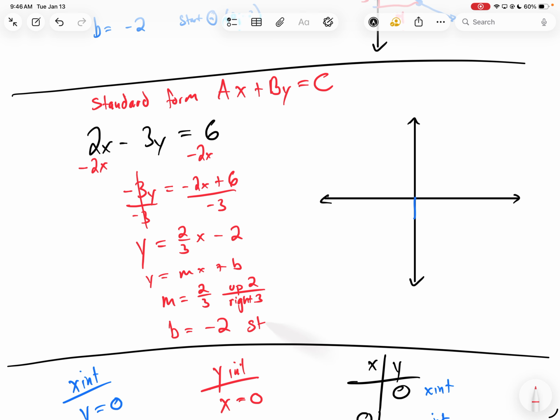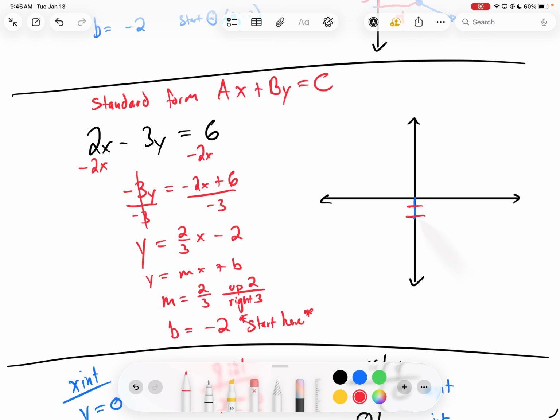So again, we want to start at my y-intercept. Start here. So I go down 2, put a point. And then my slope is up 2 to the right 3. Up 2 to the right 3. So I started at (0, -2), and then I go up 2 to the right 3.